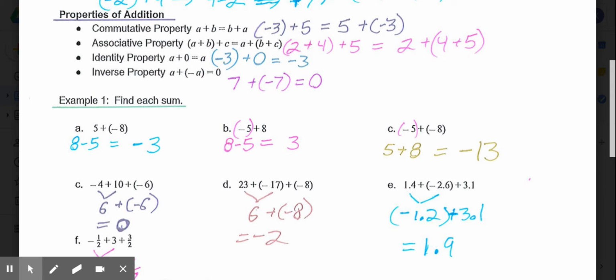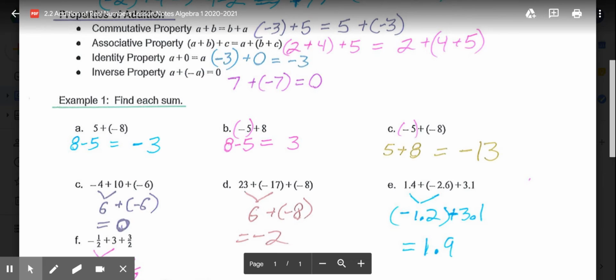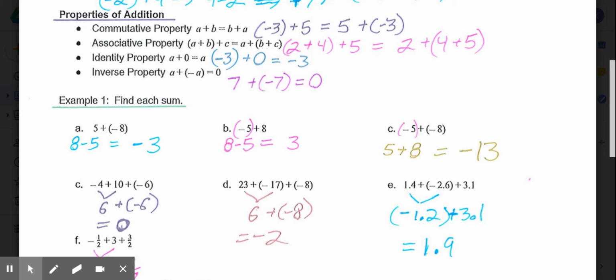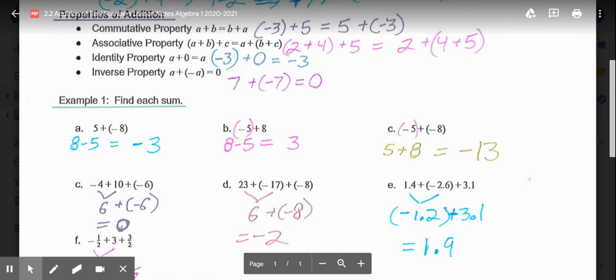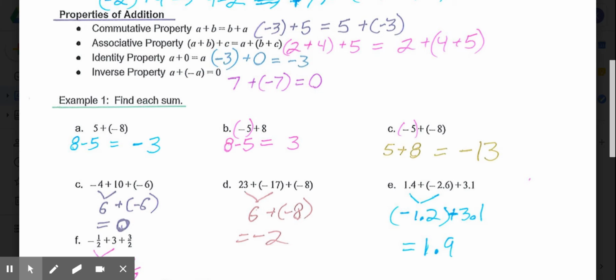Then we have the identity property, which states 0 added to any value is itself. So a plus 0 is still a. So a -3 plus 0 equals a -3. And then our last property of addition is the inverse property, which states if we add opposites, they equal 0. So a plus a -a is 0, or 7 plus a -7 is 0.